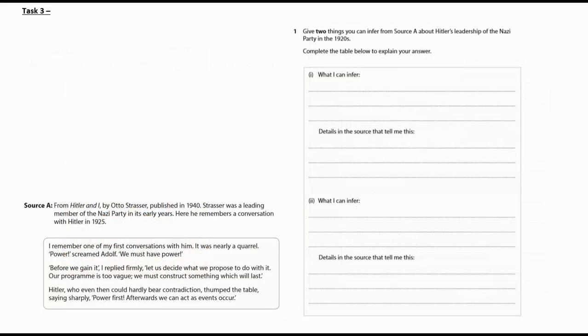Okay, so back to this question. Give 2 things you can infer from Source A about Hitler's leadership of the Nazi Party in the 1920s. So think about what you've just seen about how to do this. Have a go at doing the answer. So pause this and write your answer.